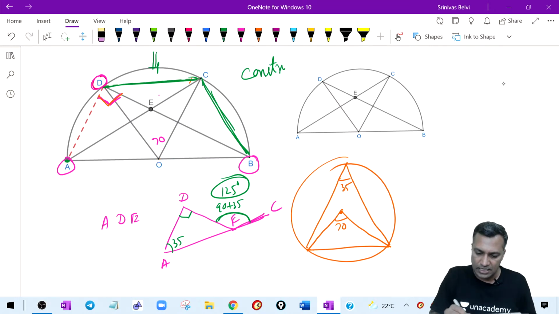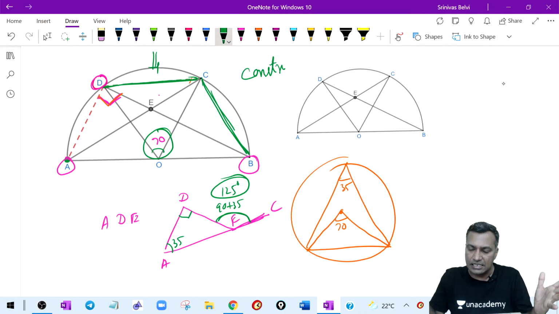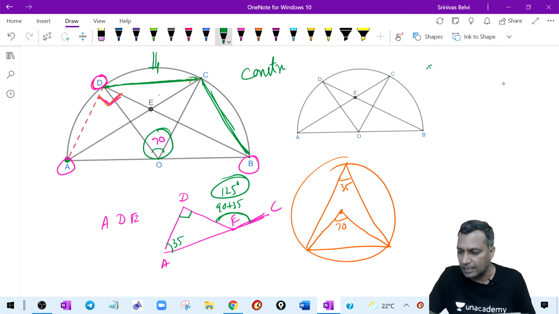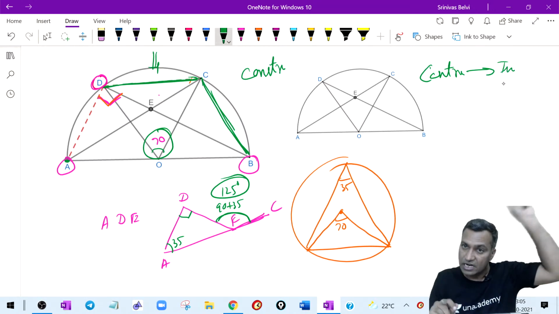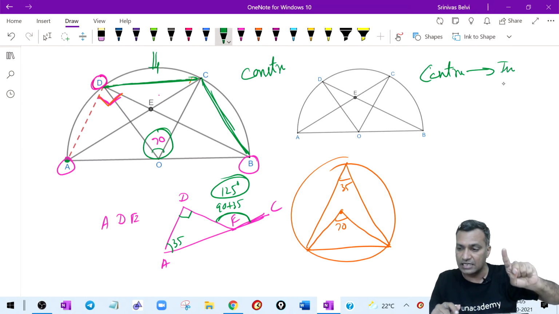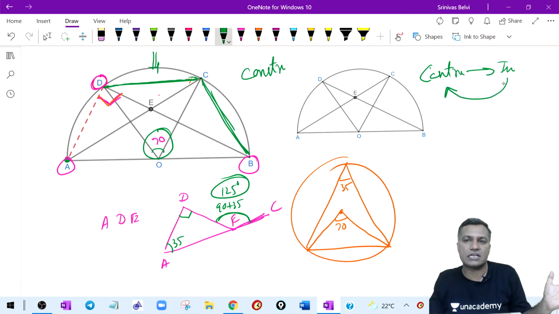Why? Because you understand that what is given is a central angle. That's a trigger point. If the central angle is given, let me find the inscribed angle. Whenever the central angle is given, look for the inscribed angle. This is the second time this kind of question is coming; in another question also we did. Whenever the inscribed angle is given, look for the central angle. These are the auto triggers.